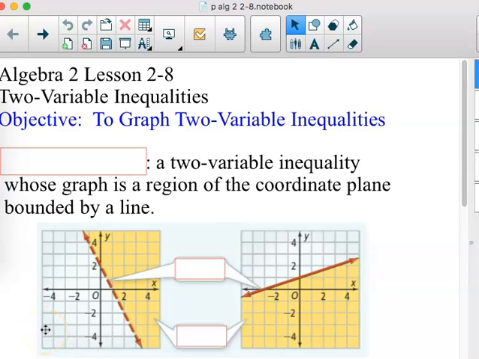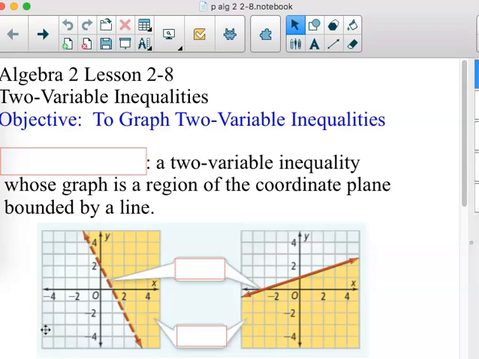All right, 2-8. Two variable inequalities. Ooh, that sounds interesting. Go on the yellow sheet. It says, I can solve two variable inequalities. Well, yeah, that's exactly what it says up there.